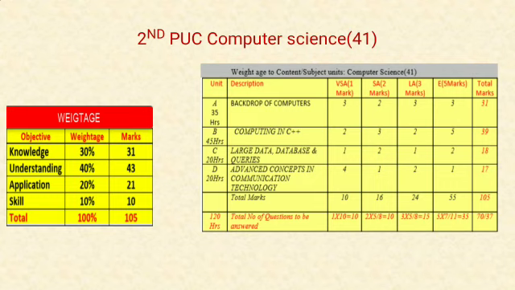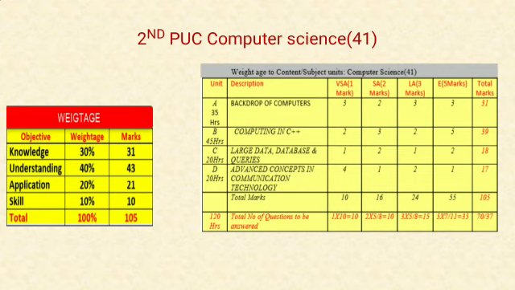And in the second image, you can see the weightage and the marks allocated for the content of the computer science syllabus. The whole syllabus has been divided into 4 different units. Unit A, backdrop of computers, and the marks allocated for it is 31 marks. Unit B, computing in C++, the marks allocated is 39 marks. And Unit C, large data and database queries, and the marks allocated for it is 18 marks. And Unit D, the last unit, the advanced concepts in communication technology, the marks allocated is 17 marks.